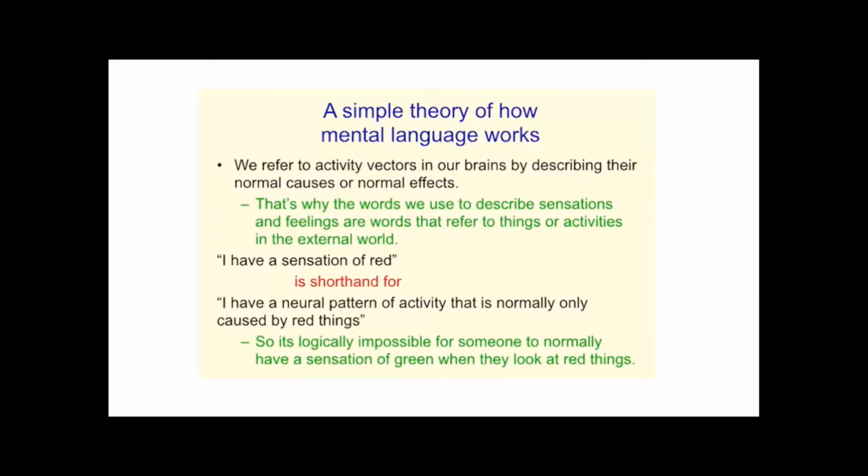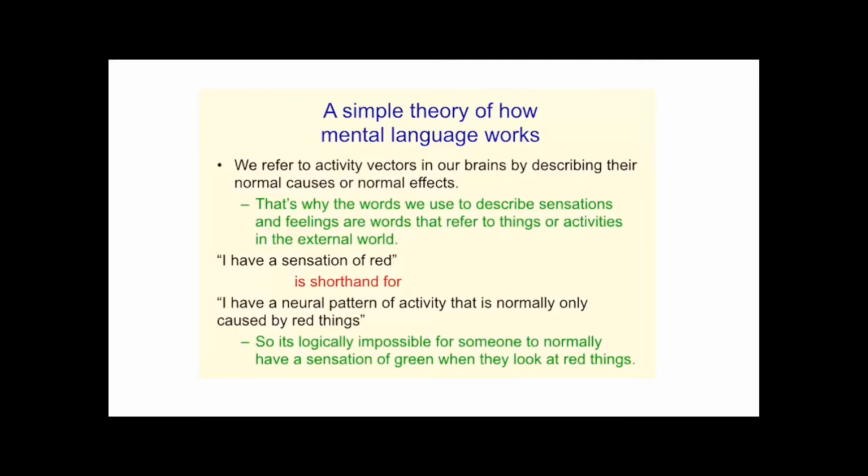So then there is a simple theory of how mental language works. We refer to activity vectors in our brain by describing their normal causes or normal effects. So that is why the words we use to describe sensations and feelings are words that refer to things and activities in the external world. I have a sensation of red is shorthand for I have a neural pattern of activity that normally is only caused by red things. So it is logically impossible for somebody to normally have a sensation of green when they look at red things.